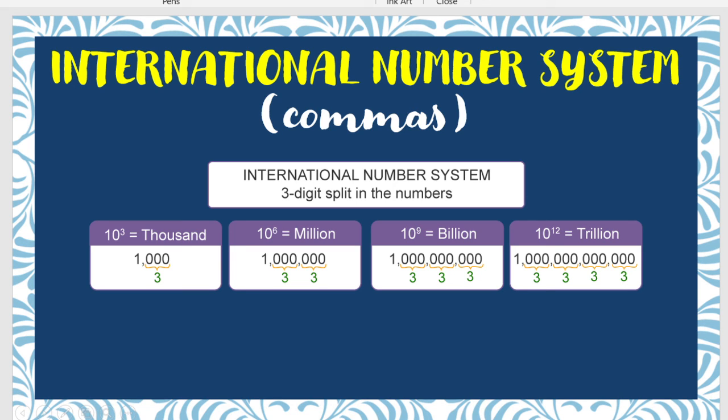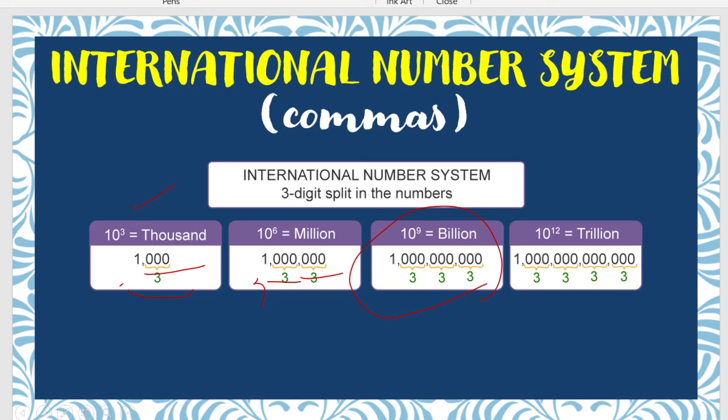In the international number system, 3 digits split the number. You can see this number as 1,000. So you put a comma after 3 digits from behind. In the same way, after the next 3 digits put a comma, then again after 3 digits put a comma. Same in billions. We have thousands, which we have in the Indian number system also.